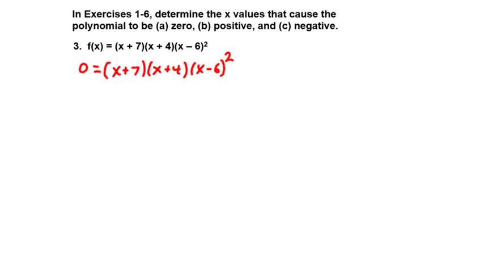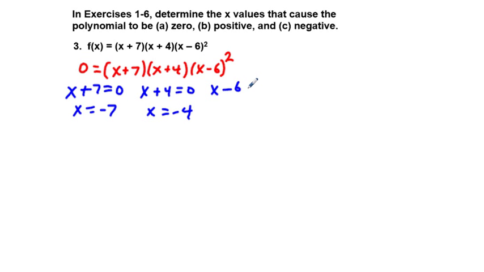So we're going to set each factor equal to 0. To find our zeros, we put x plus 7 is equal to 0. So therefore x is equal to -7. That's one of our zeros. We set the next factor, x plus 4, equal to 0, and solving for x, we have x is equal to -4. And finally, the last zero, which is actually a double zero: x minus 6 is equal to 0, and solving for x, we have x is equal to 6.